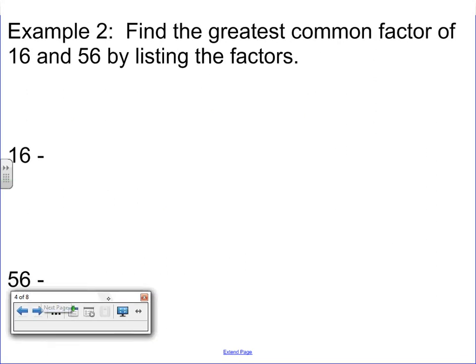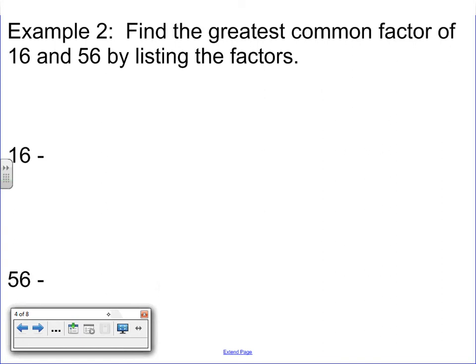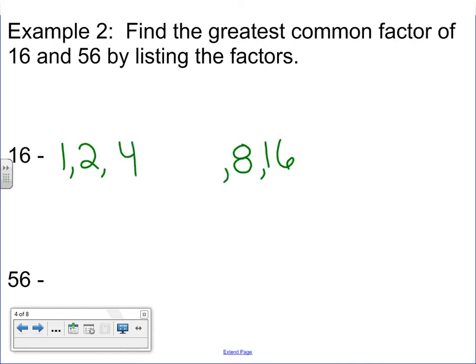I've got 16 and 56. All right, so I'm going to start the same way. 1 and 16. 2, let's see, 8 times 2 is 16. 3 doesn't work because 6 plus 1 is 7. That's not divisible by 3. 4 works because 4 times 4 is 16. Those are all my factors.